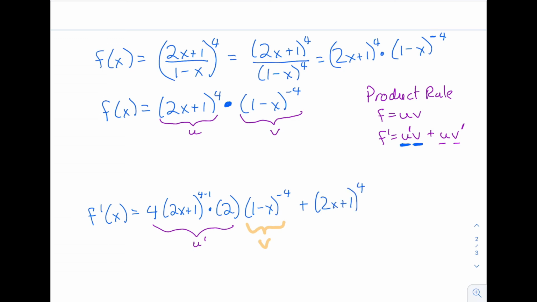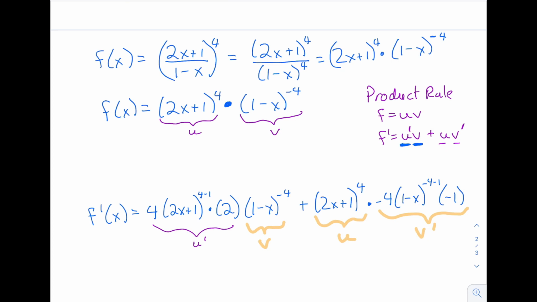That's my u. And then v prime, well, I'm going to have to use the chain rule again. So here I have my outer function, that's to the negative 4 power. So I'll bring that down and then I'll subtract 1. Negative 4, 1 minus x to the negative 4 minus 1. And then I'm going to take the derivative of the inside function. Derivative of 1 is 0. Derivative of negative x is negative 1. And here, let's continue with our highlighter. This is our u, and this is our v prime.